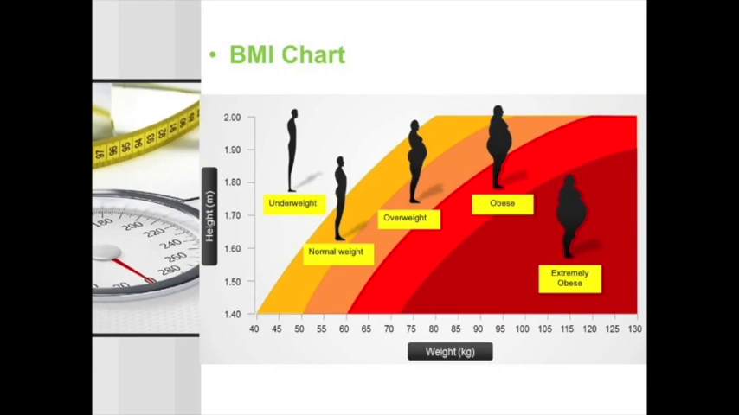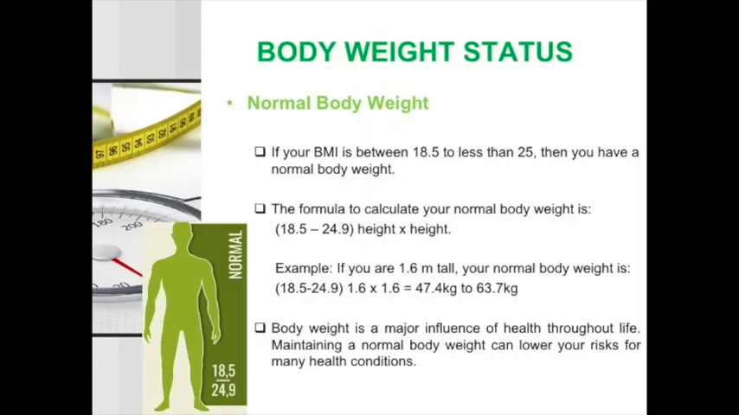Next, this BMI chart provides information about your body weight status based on your height and weight. As you can tell from this chart, weight problems can affect anyone in any height and weight. People who are tall can get obesity just as short people can. Thus, it is very important to maintain a normal body weight. A normal body weight means having a BMI value between 18.5 to less than 25. If your BMI is around this range, then you have a normal body weight.